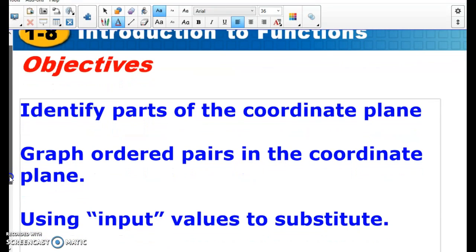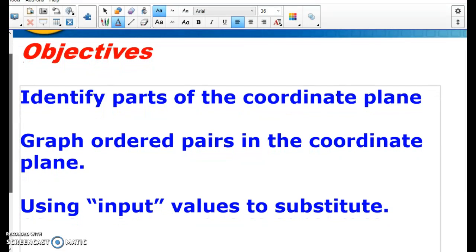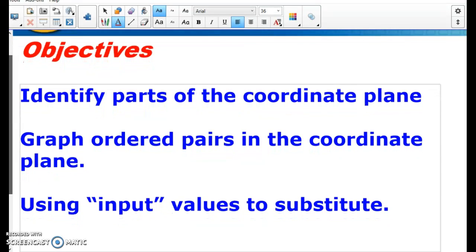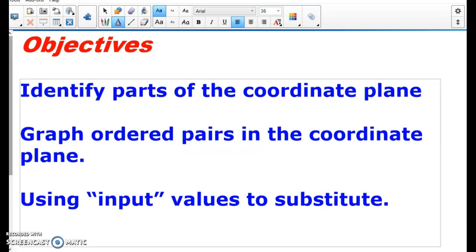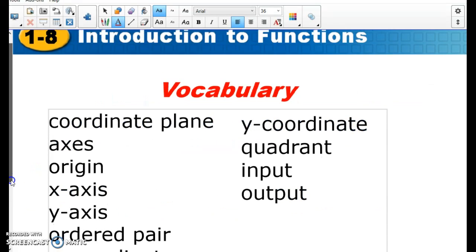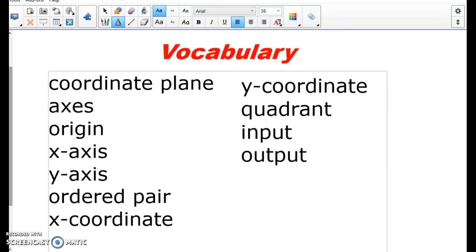So a couple different things we're going to do today. Identify the parts of the coordinate plane, graph the ordered pairs on the coordinate plane, and then use our input values to substitute to make a graph. Alright, so we have a couple vocab words here that we'll go over in class.